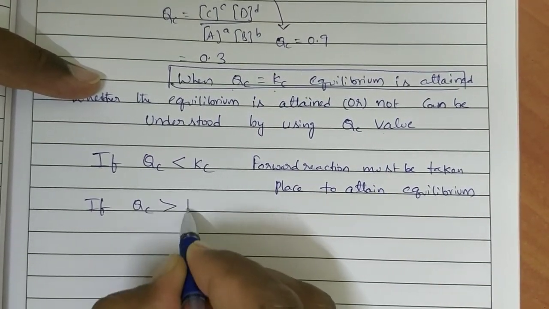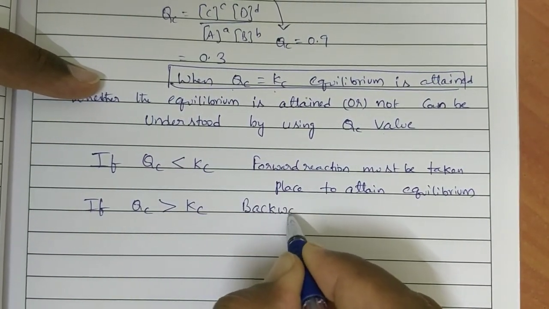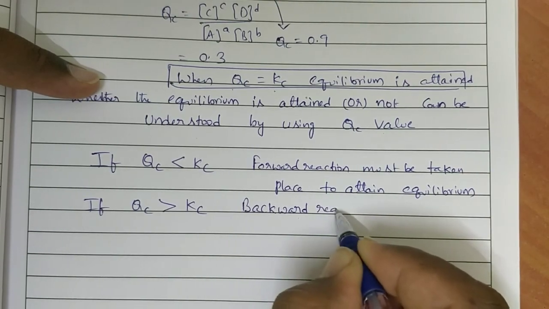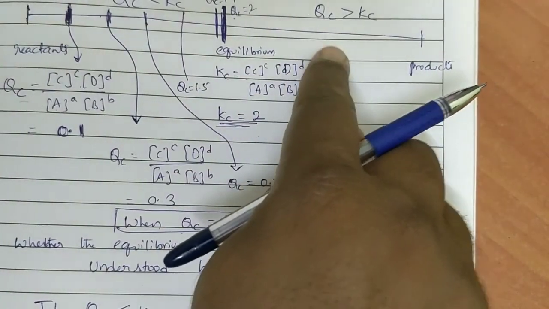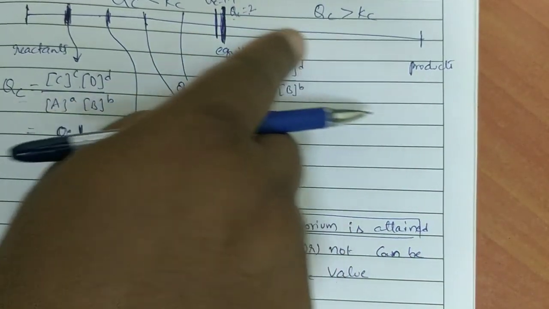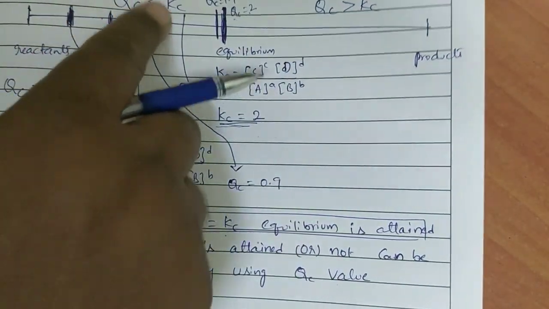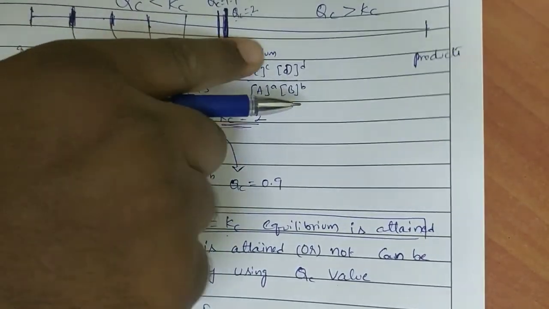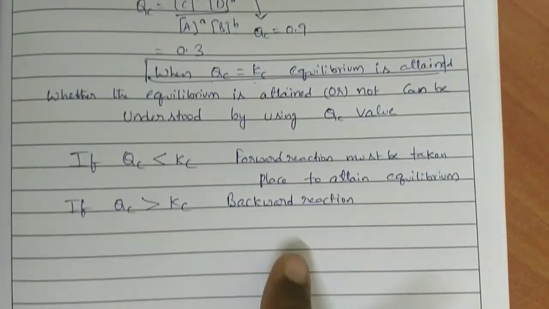If QC is greater than Kc, that means it crossed the equilibrium, then backward reaction must be taken place to attain equilibrium. If QC is less than Kc, somewhere here, so forward reaction must be taken place to attain equilibrium. That only I am writing here.